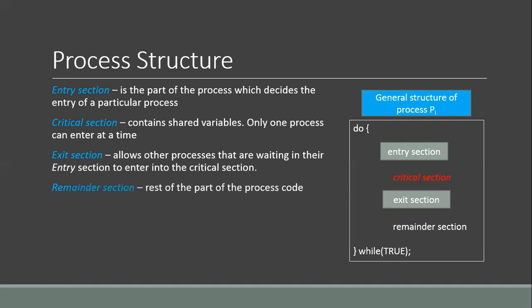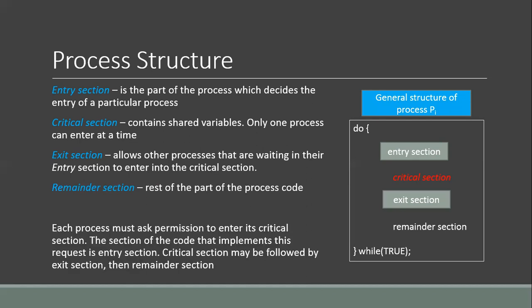Remainder section. The rest of the process code is known as the remainder section. Each process must ask permission to enter its critical section. The section of the code that implements this request is the entry section. The critical section may be followed by the exit section and then the remainder section.